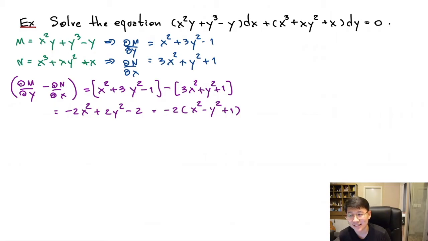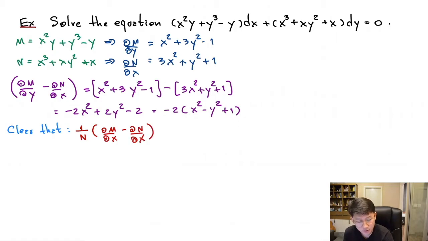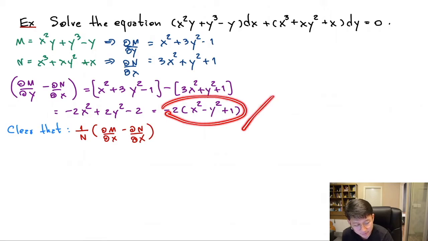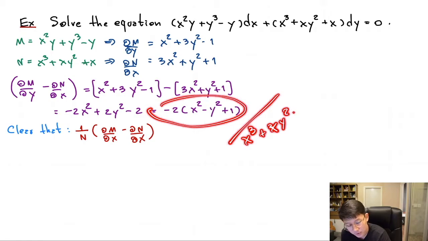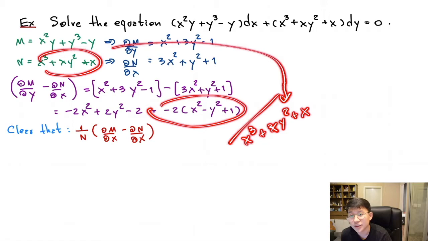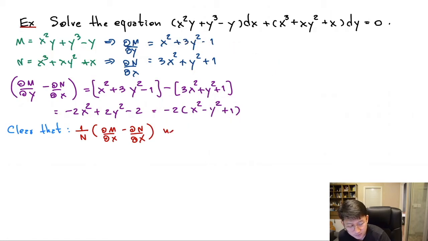Okay guys, is that good? Is it clear that first, 1 over N times dM by dy minus dN by dx, which is this one divided by N, which is divided by x cubed plus xy squared plus x, which is this guy, is not a function of x?